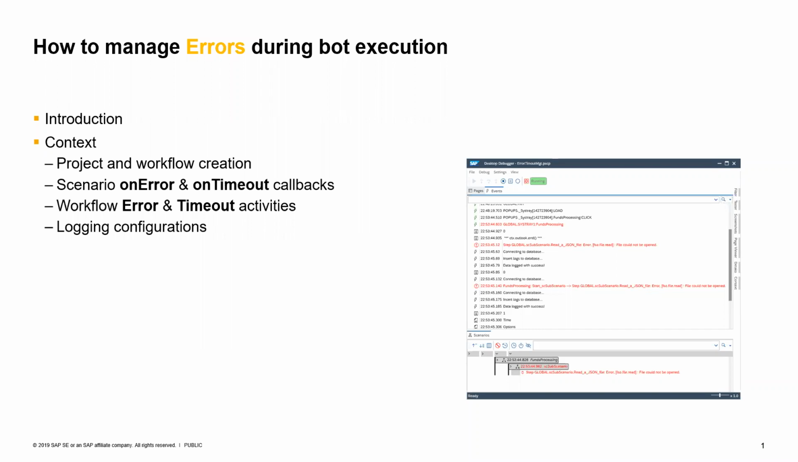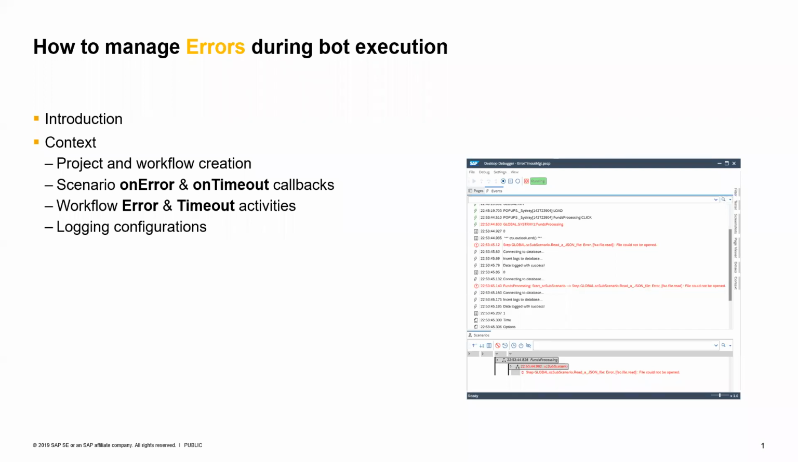I create a project, I create a workflow, and I will show you the on error and on timeout callbacks. They are some code generated after building a workflow. I will show you how to customize this code if you want. What is the scope inside? What is the available information that we can use inside?